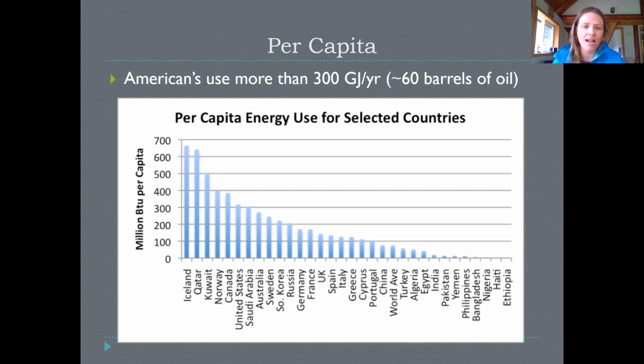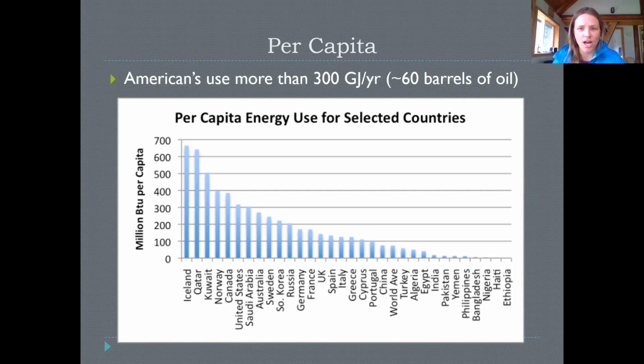Things like Iceland, Qatar, Kuwait, Norway, Canada are actually higher. Saudi Arabia, Australia, Sweden, South Korea, Russia, Germany. So many of these countries are very cold or very hot. They have a big energy requirement to either cool or warm probably homes and offices, but also just a more developed and wealthier country where people are used to having access to greater energy, maybe have bigger homes, more electronics in their homes, more cars per family. So that's contributing to this high energy use.